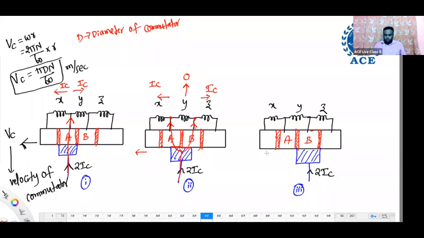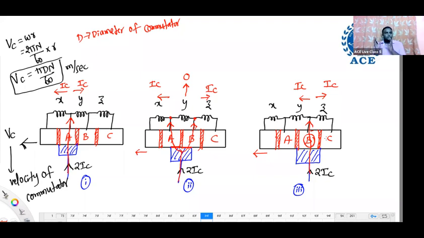Next, after a small time again, the commutator is advanced a little. At one instant, the brush is in complete contact with segment B only. Now the total current, 2 IC, will enter into the brush. Then IC will go in this direction and one more IC will go in this direction. This is for one segment. The commutator shifts one segment like that continuously, then after that the brush will contact segment C. So this is a continuous process, continuously rotating commutator.